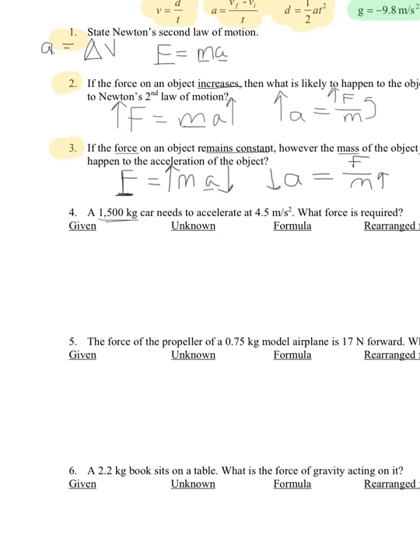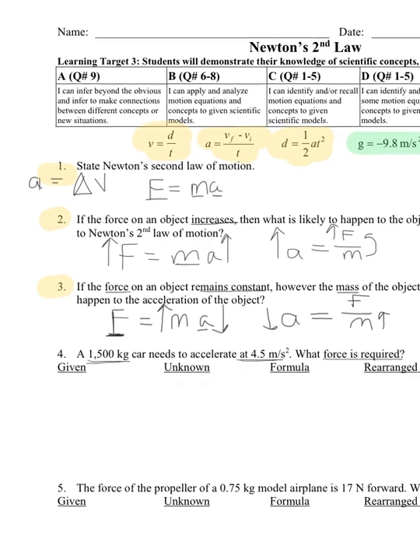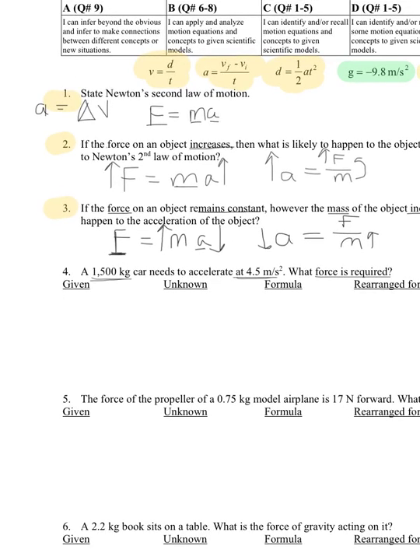A 1,500-kilogram car needs to accelerate at 4.5 meters per second squared. What is the force required? All right, so again, I have a mass, 1,500 kilograms, I know that I need to have an acceleration of 4.5 meters per second squared, and I know I'm looking for a force.